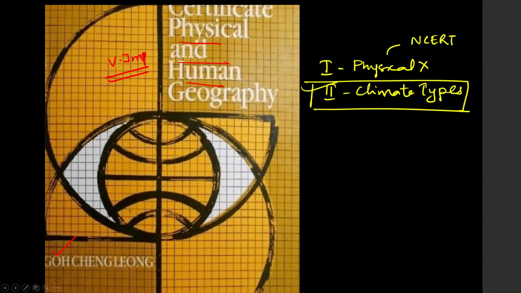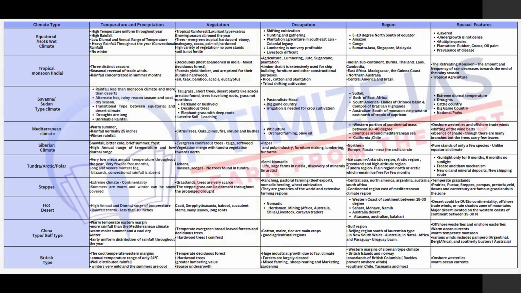Now, what should be the approach? Because there are 20 plus chapters in this. So what should be your approach to cover this? Guys, all the important chapters, I have prepared in this table. You can see here: climate types, temperature and precipitation profile, vegetation, occupation, regions, special features. For everything, I have covered it like this in one sheet only.